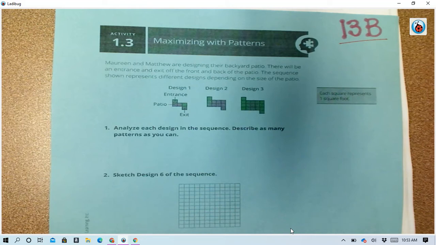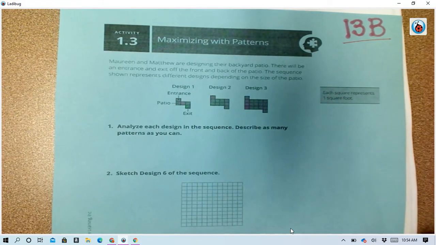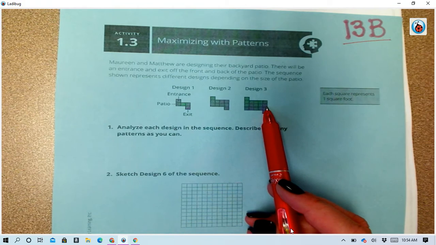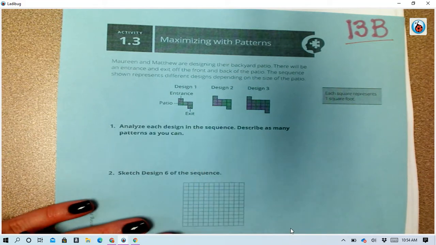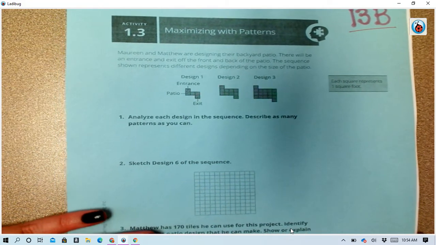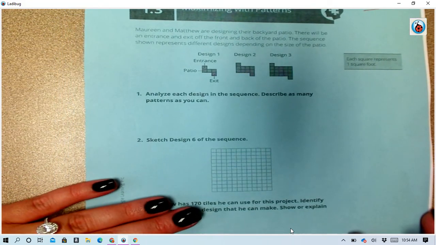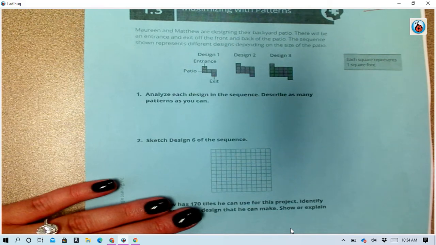So Maureen and Matthew are designing their backyard patio. There will be an entrance and exit off the front and the back of the patio. The sequence shown represents different designs depending on the size of the patio. So take a look at what's going on in the pictures. And then for number 1, you're asked to analyze each design in the sequence and describe as many patterns as you can. So pause the video, write down anything that you notice about the design, whether it's mathematical or not, because that might help you figure out what's going on.